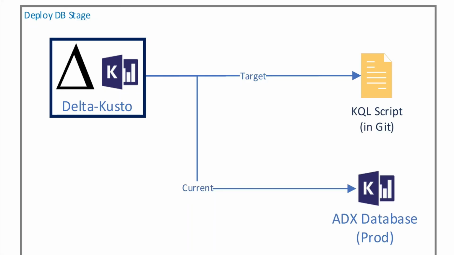So that's what we wanted to show, the two pipelines. Of course, variations are infinite. You could run Delta Kusto in different ways to adapt to your process, but those are two suggestions to get you started.